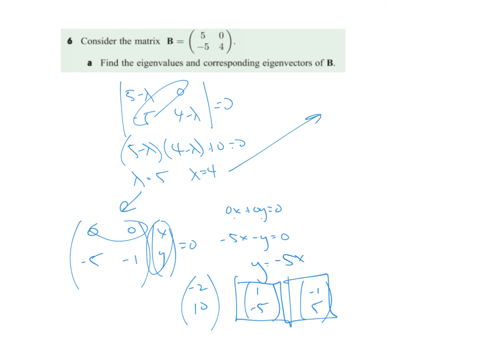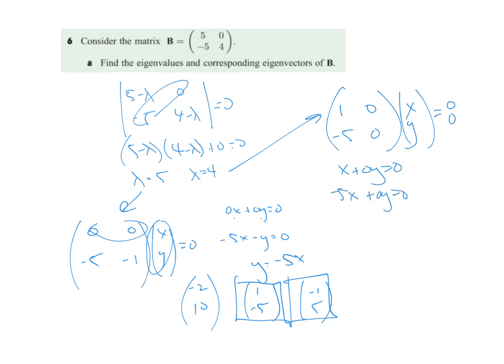When lambda is 4, the top row says 1, 0, and the bottom says minus 5, 0, times (x, y) has to be (0, 0). So that means x plus 0y is 0, or I can also say minus 5x plus 0y is 0. And in essence, these two equations are the same because I can multiply through by negative 1/5 and get it out. So let's just concentrate on this one here.